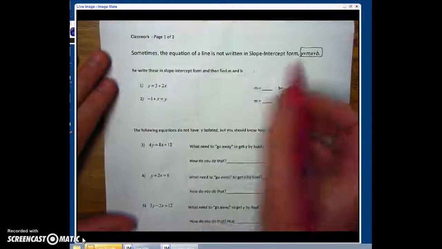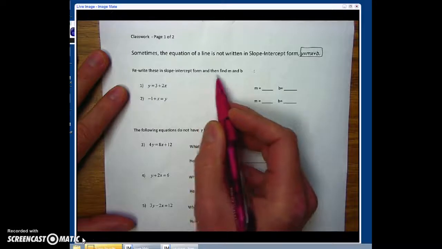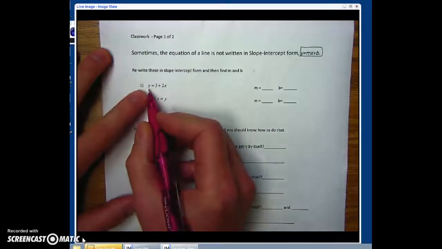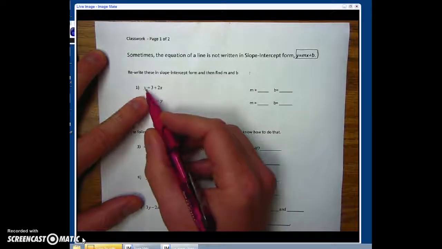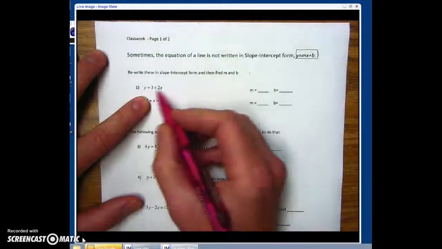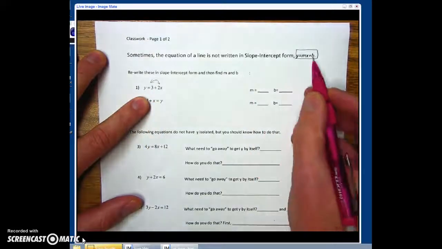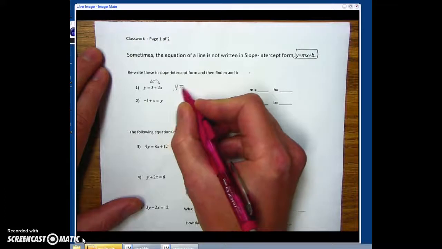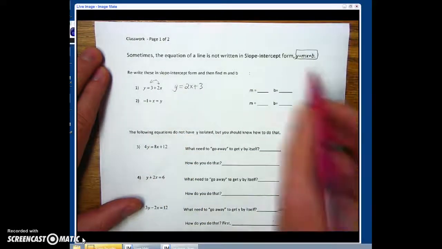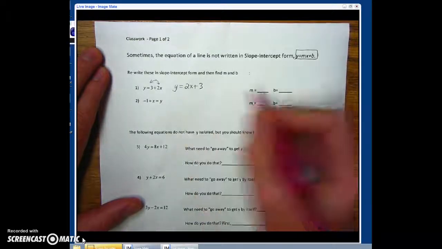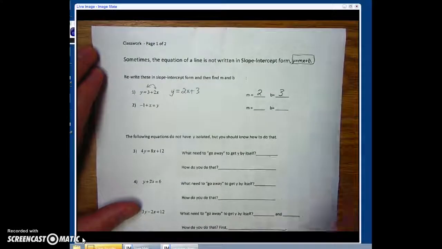Alright, so let's compare this problem here. Number 1, it says rewrite these in slope-intercept form, then find m and b. So compare number 1 to this form here. Well, obviously y equals is the same as y equals, but do you see that these are switched? They're in the wrong spot. So to make it look like this, all you got to do is rewrite it as y equals, instead of 3 plus 2x, you write 2x plus 3. Now it looks just like that. And that tells you, of course, that 2 is the slope and 3 is the y-intercept. Piece of cake. Easy, right?